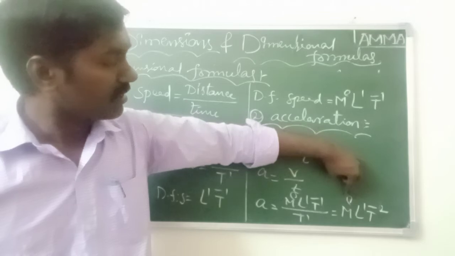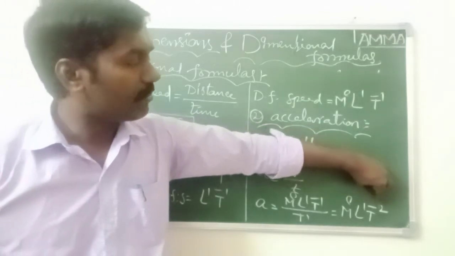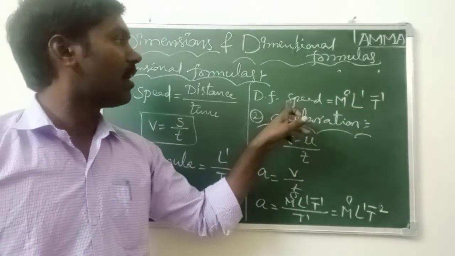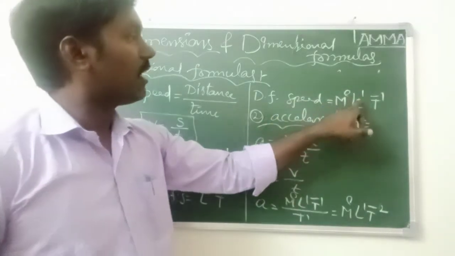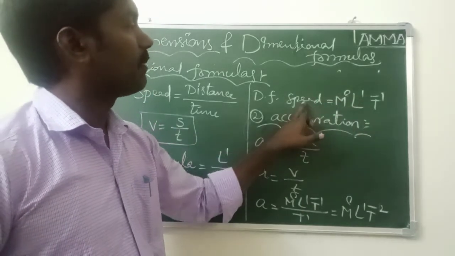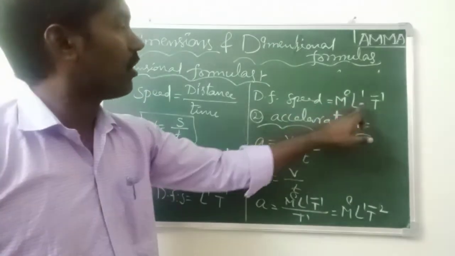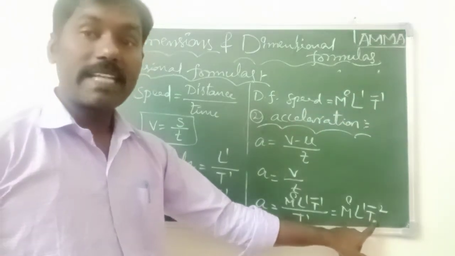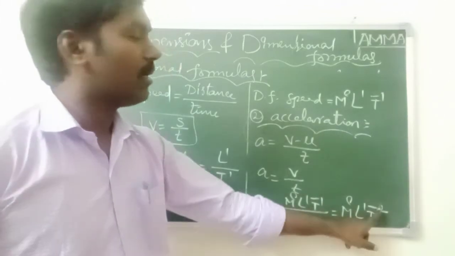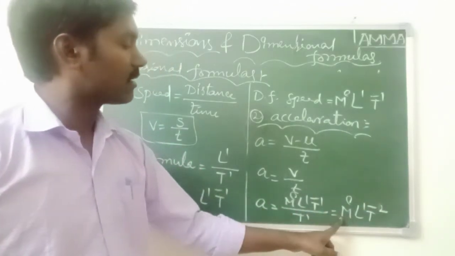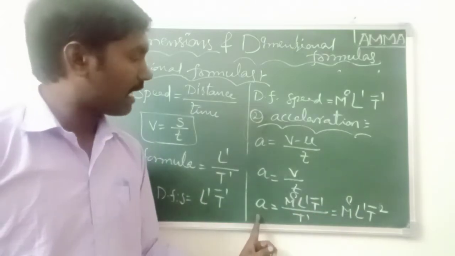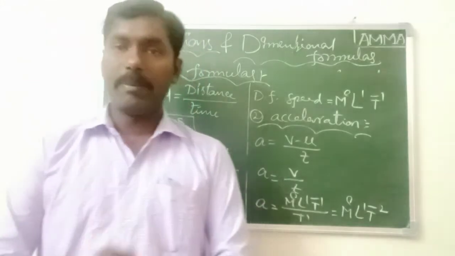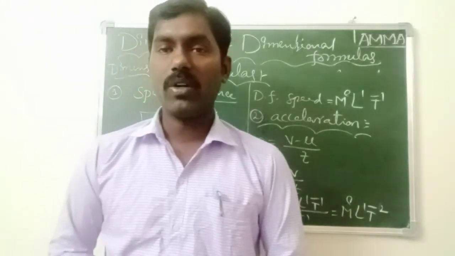Dimensions of acceleration: 0, plus 1, minus 2. Dimensions of speed: 0, plus 1, minus 1. What is the dimension of length in speed? Plus 1. Time in speed? Minus 1. What is the dimension of time in acceleration? Minus 2. Mass in acceleration? 0. Length in acceleration? Plus 1. Like that we can find the dimensions and dimensional formulas of every physical quantity in physics.